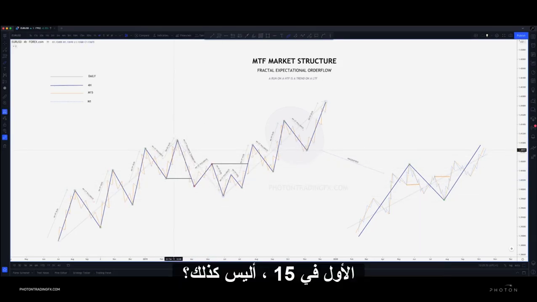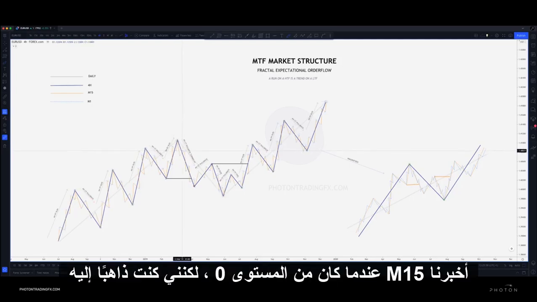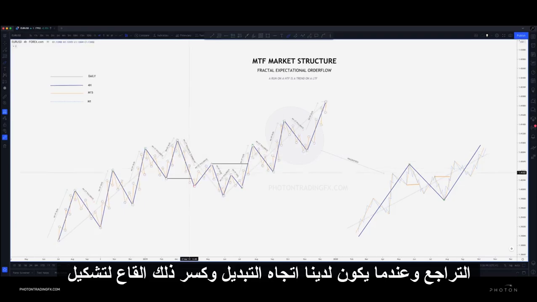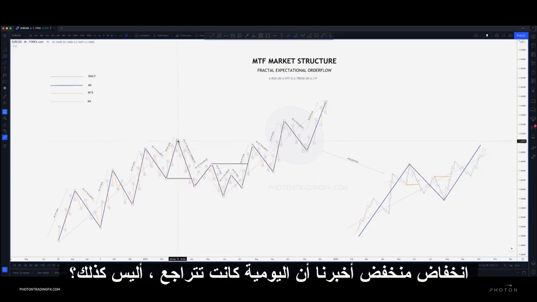And we saw that first on the M15, right? The M15 told us, when it formed a lower low, that the 4 hour was going to pull back. And when the 4 hour switched trend and broke that low to form a lower low, that told us that the daily was pulling back, right? And the same thing here.